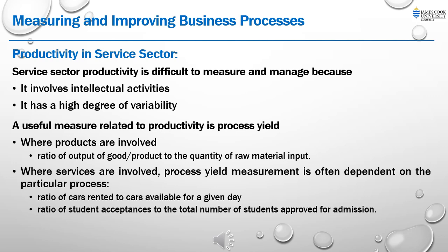A useful measure related to productivity is process yield. Where products are involved, we get, for example, the ratio of output of goods or products to the quantity of raw material input. Where services are involved, process yield management often depends on the process. For example, the ratio of cars rented to cars available on a given day, or the ratio of students accepted to the total number of students approved for admission.